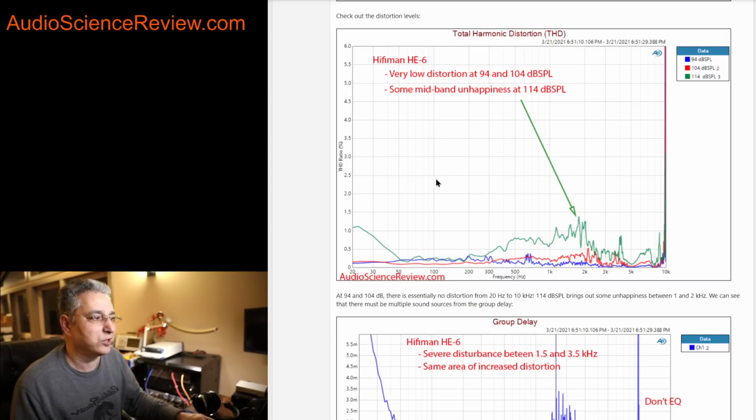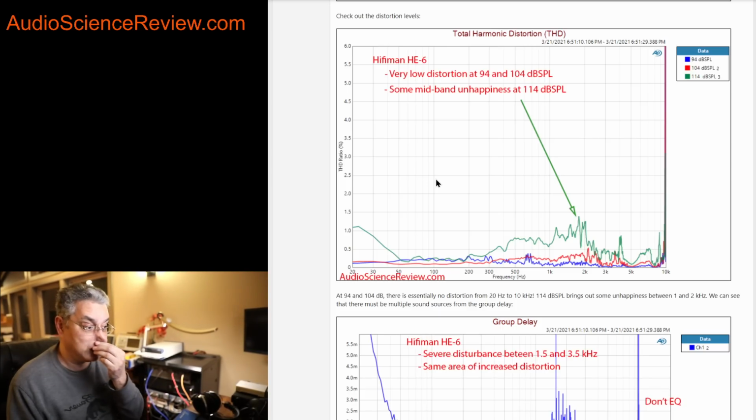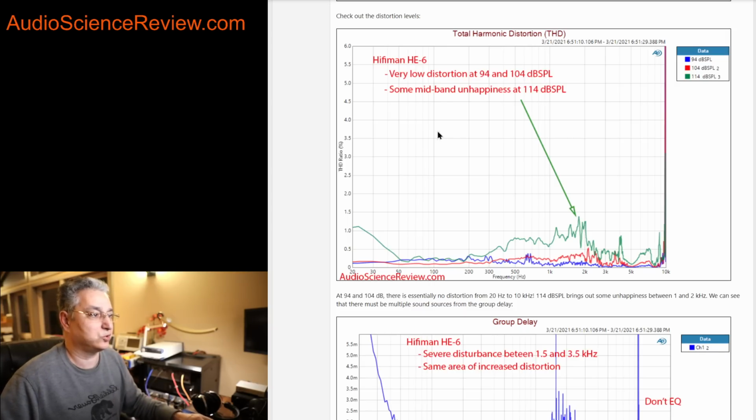94 dB is like 25 dB above the threshold of hearing at 20 hertz. You're only 25 dB higher than baseline. So don't be scared of these numbers. You don't want to be testing at much lower levels than these.